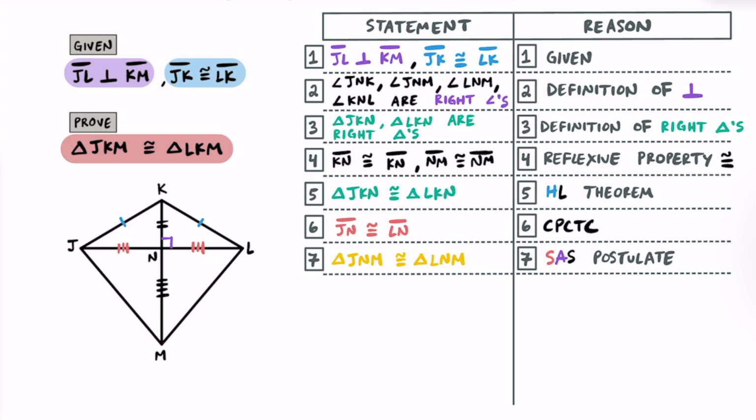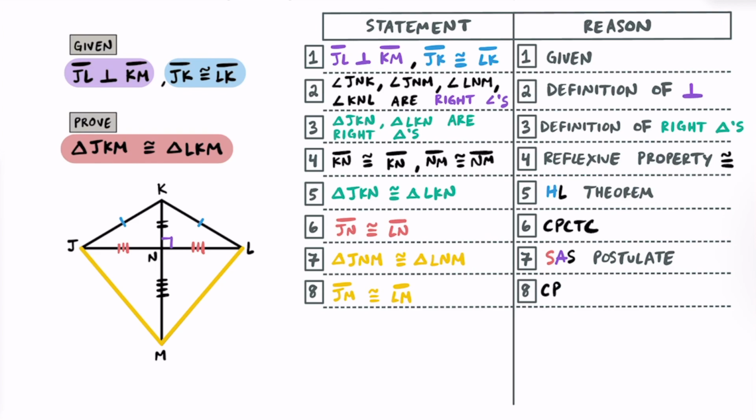So I think the corresponding segment of JM here is going to be congruent to segment LM. That's going to be helpful for proving that these two triangles, JKM and LKM, are congruent to each other. And so for this statement, let's go ahead and say that segment JM is congruent to segment LM. And we can justify this by CPCTC, or the corresponding parts of congruent triangles are congruent.